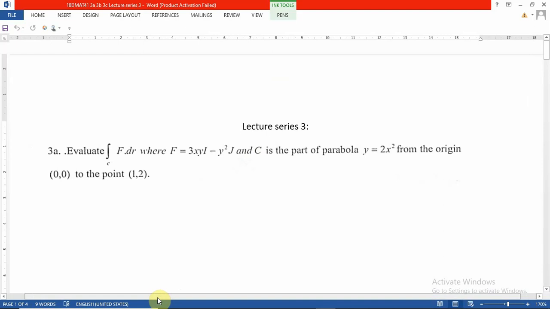So here we have a very simple question. Evaluate the integral of F dot dr, where F is equal to 3xy i minus y square j, and C is a part of the parabola y is equal to 2x square from the origin (0, 0) to the point (1, 2). There are very different types of methods we have. A very simple method I am going to solve today. So here we start with our example solution.